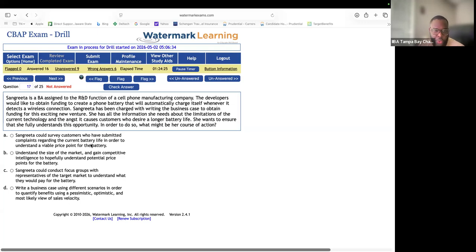Sagrita could survey customers who have submitted complaints regarding the current battery life in order to understand a viable price point for the battery. Understand the size of the market and gain competitive intelligence to hopefully understand potential price point for the battery. Sagrita could conduct focus groups with representatives of the target market to understand what they will pay for the battery. Write a business case using different scenarios in order to quantify benefit using a pessimistic, optimistic, and most likely view of sales velocity. Just think of this for a few seconds.